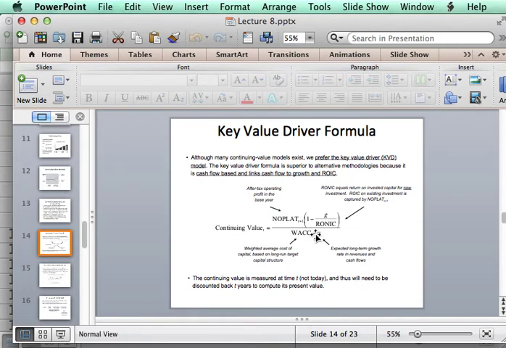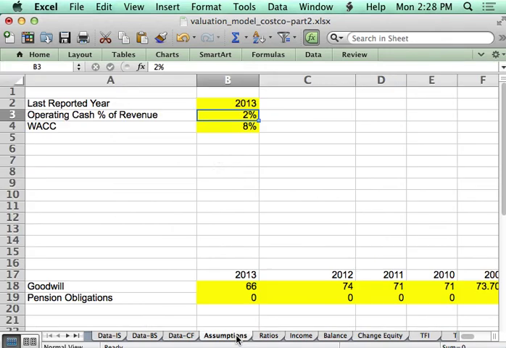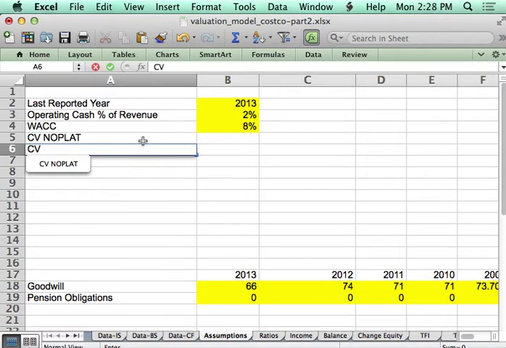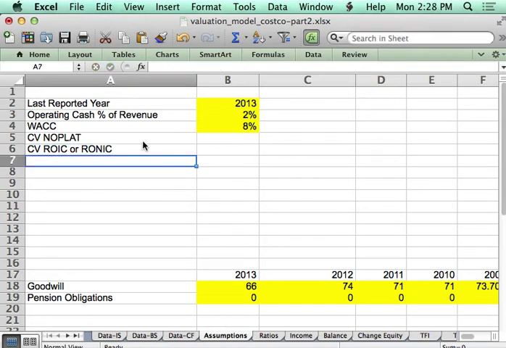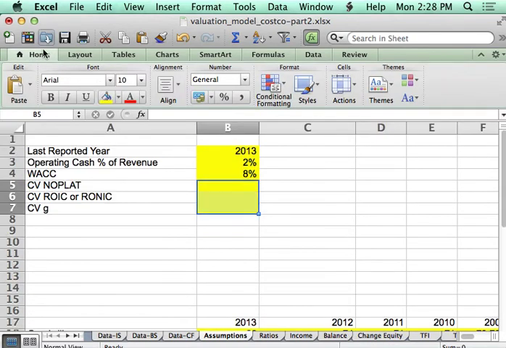Okay? Now, again, because I want to keep all these assumptions in one place, in case I ever want to change them, I'm going to make sure that all the assumptions I'm going to build the formula off of are on the Assumptions tab. So on the Assumptions tab, I need to have a continuing value NOPLAT, a continuing value ROIC or RONIC, and a continuing value G. And I'm going to make these yellow because I could theoretically change these in the future.